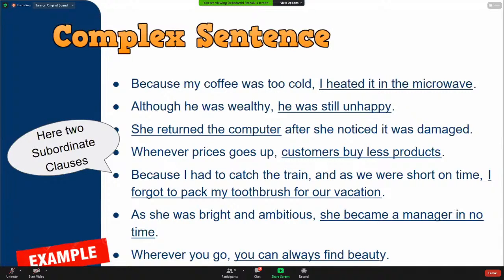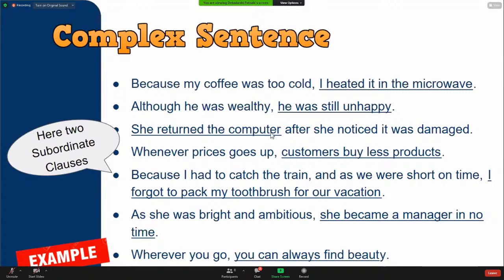After she noticed it was damaged, then what happened? No. Okay, she returned the computer. If I say "she returned the computer", that means this can be independent.